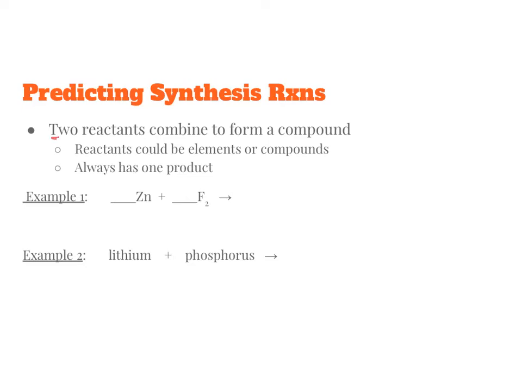So this is when we have 2 reactants combining to form a compound. Now, these reactants could be elements or they could be compounds. So I could have 2 elements coming together. I could have an element and a compound coming together. And in very rare cases, I might even have 2 compounds coming together. But this synthesis reaction is only going to have one product. So it'll always have one product.